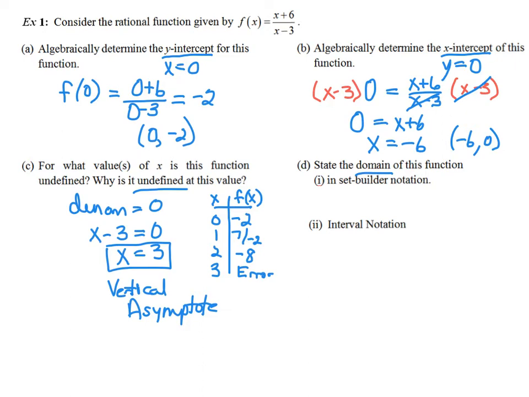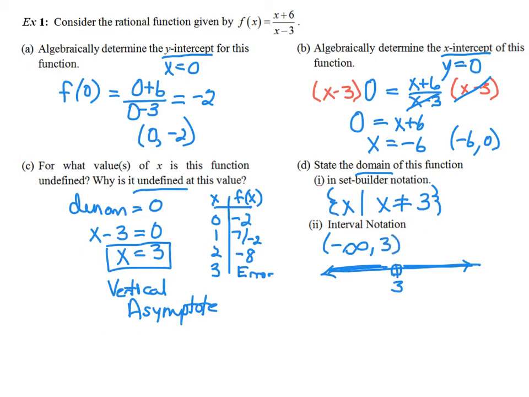So in set builder notation, we can write this domain as x such that x cannot equal 3. So x can be anything except for 3. In interval notation, taking a look at the graph, the only number I can't have in my domain is the number 3. I can have anything bigger than 3. I can have anything smaller than 3. So in interval notation, we could go from -infinity to 3, and we could go from 3 to infinity, but 3 is not included in the domain.